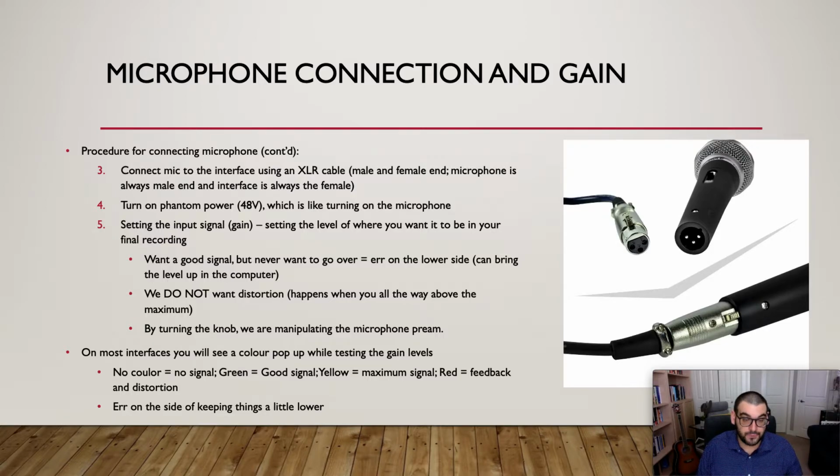There's no distortion. If you get a yellow signal, that's okay, but that's your maximum. You don't want to go above yellow. And if you go above yellow, the new style of audio interfaces will give you a red ring around your gain knob, and that will tell you that the signal is too hot, coming in too strong, and you're going to get feedback and distortion. So it's important just to err on the side of keeping things a little lower, because you can always raise them later on, either in the computer or even on the interface itself. It's better to do it in the computer, but it can be done.